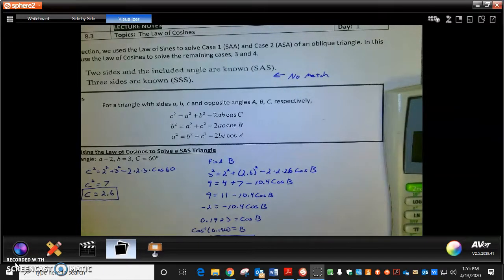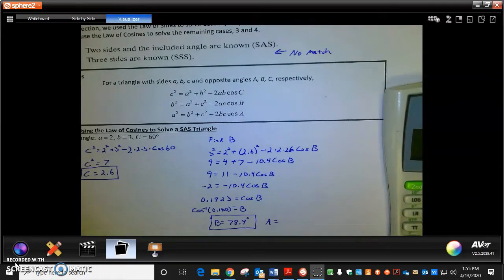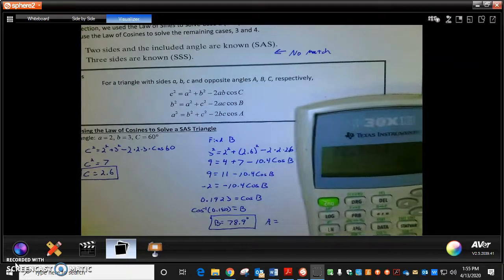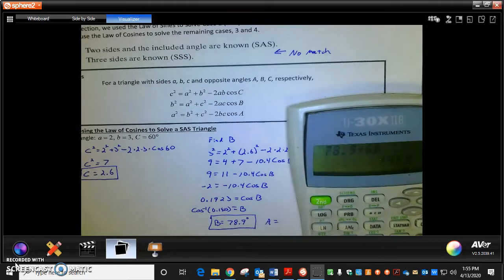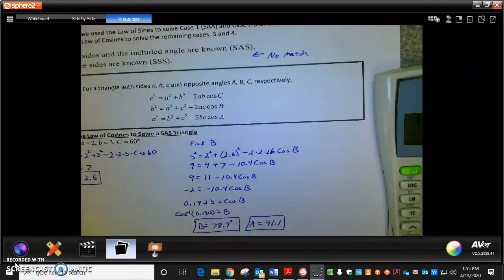Well, once you know angle B, because they gave us angle C at the very beginning, now we can find angle A. We don't have to go through that whole formula again. I just need to take that and that. So 78.9 plus 60 is 138.9, and I need to take 180 minus that answer, and that's going to be what my angle A is, 41.1. And now I've solved that triangle.